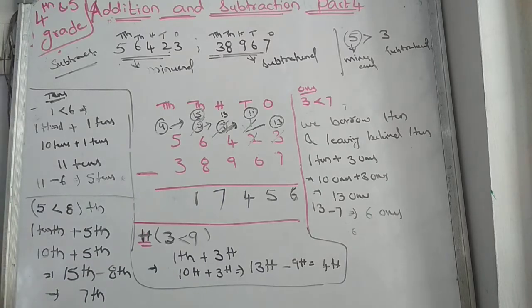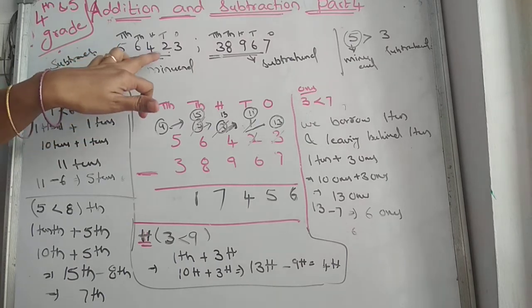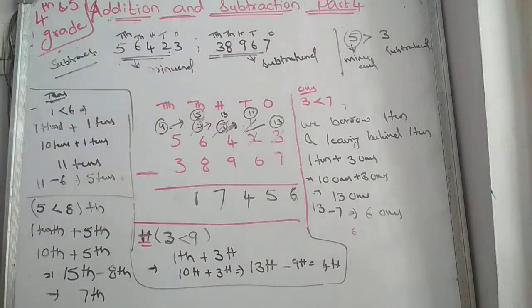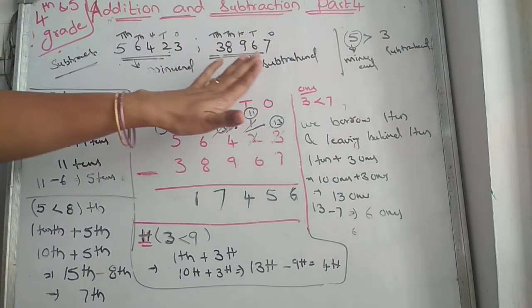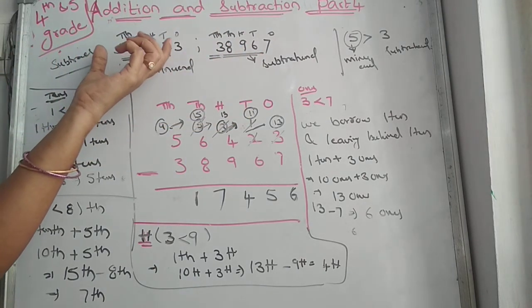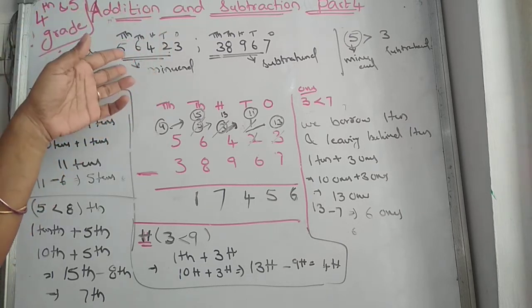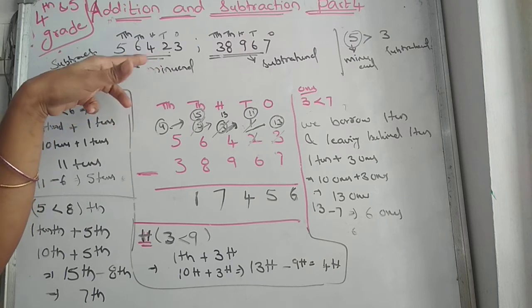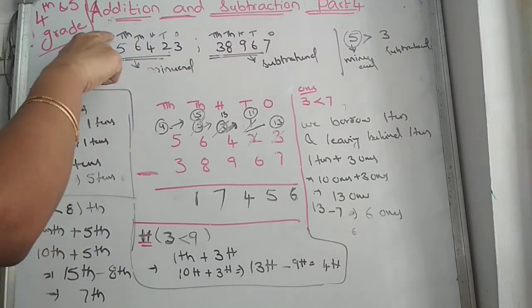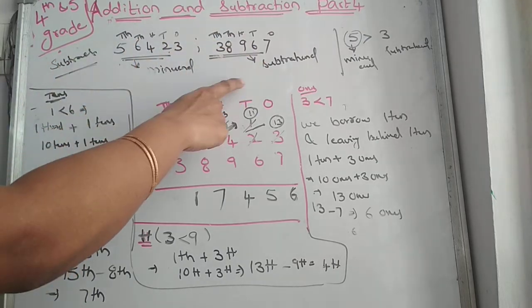So clear, right? See what they are giving, subtraction of 5, 6, 4, 2, 3. They are giving two numbers like this. So first we find what is the minuend and what is the subtrahend. Which one is the big number in the 10,000 place? That is the minuend. Both are 5-digit numbers only.